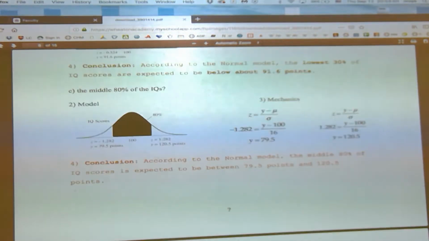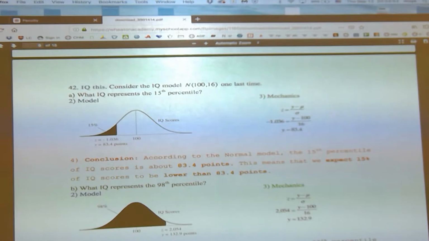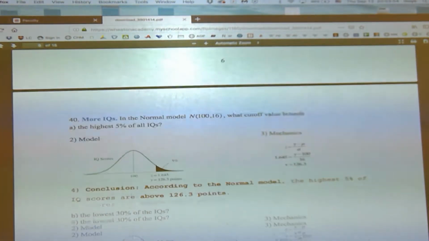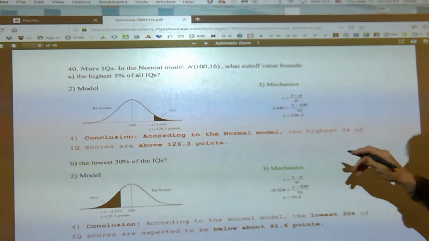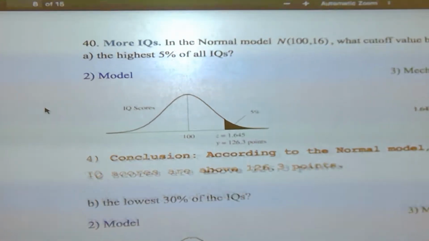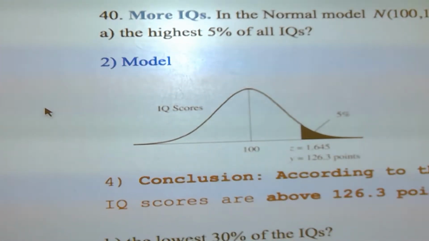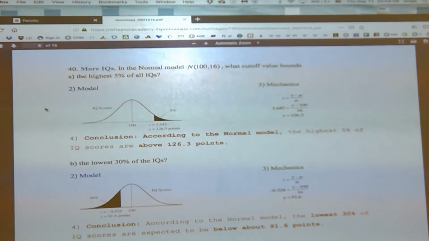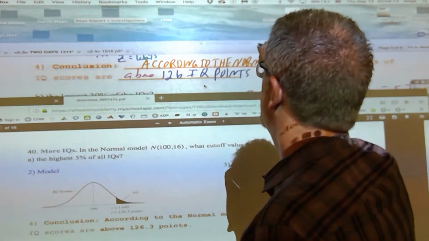Wow, look at that. Middle 80% of all IQs, the one we just did, is right there, highest 5%. So that's what it looks like if you were to go to U2, not the music group, but unit 2. So all the filled in notes are online. Can't believe I told you that.